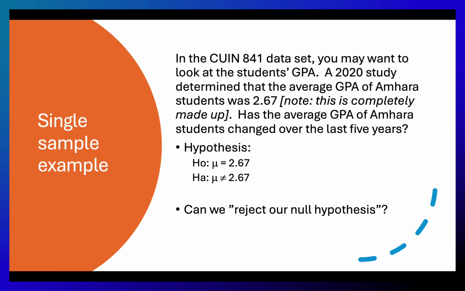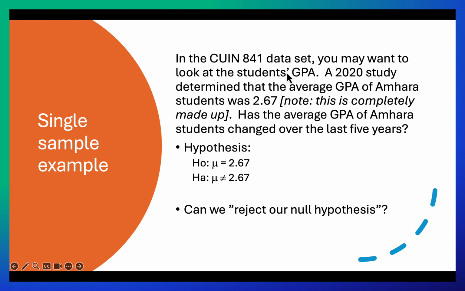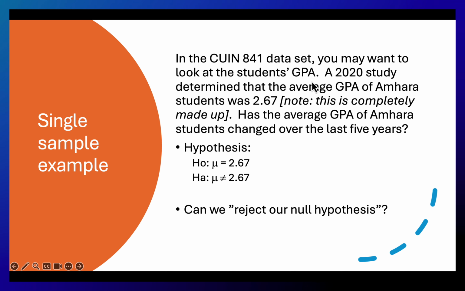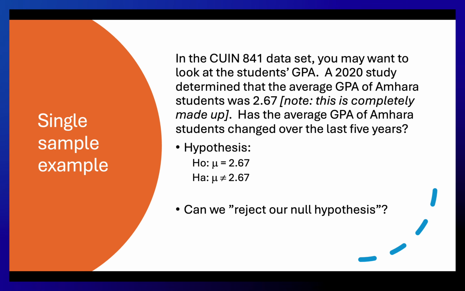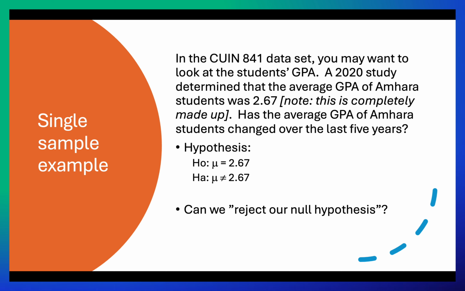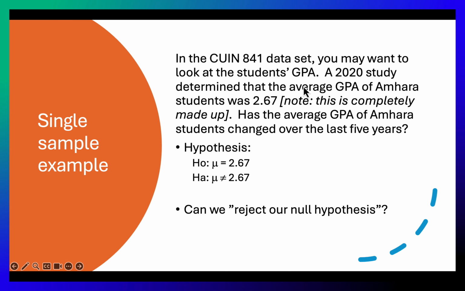Okay, so this is our example here that we're going to do using our CUIN 841 data set. So GPA, again, we have to look at continuous variables, and GPA is a great example of a continuous variable with t-tests. So we can't do a t-test on, let's say, someone's ranking from 1 to 3 of how satisfied they are with their grades. We need a continuous variable, and GPA is one that we can use.